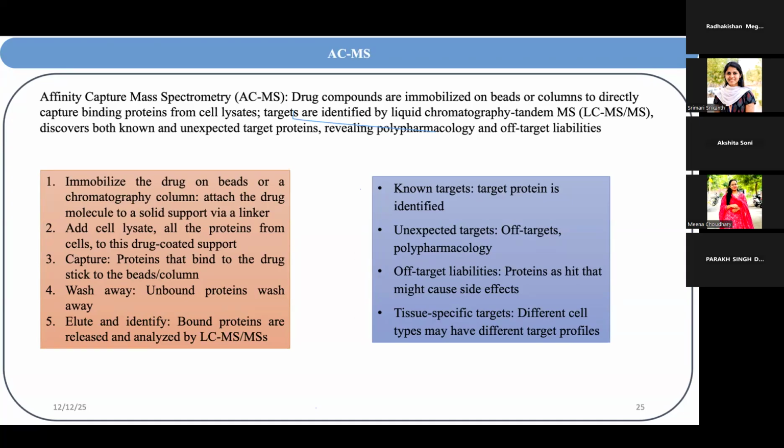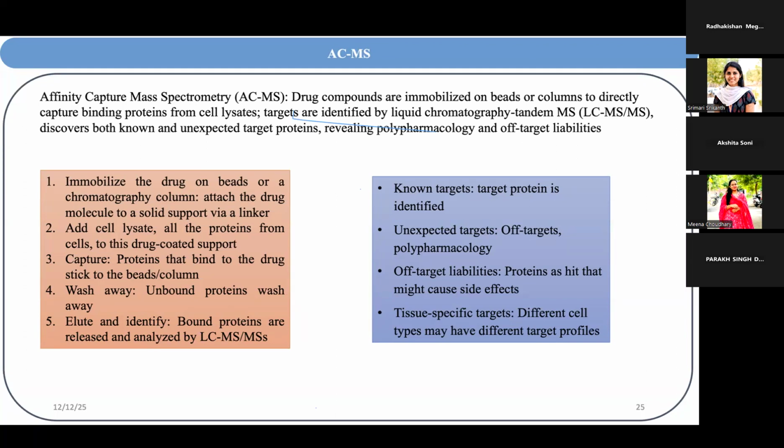Here we use LC-MS because liquid chromatography separates the protein mixture, and tandem mass spectrometry identifies each protein. So it is a combination of both. And the mass spectrometer fragments each peptide and matches the fragmentation pattern to the known sequences. So in the end, we know exactly which protein bound to our drug. What we can infer from this technique is known targets and unexpected targets, off-target liabilities, and tissue-specific targets, since we use different cell types.